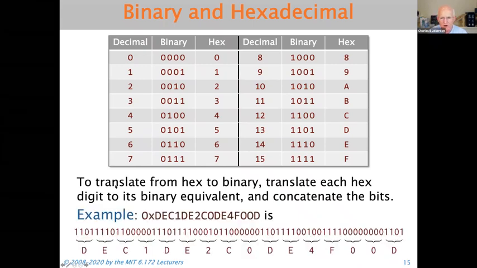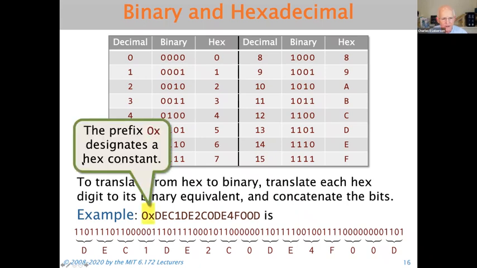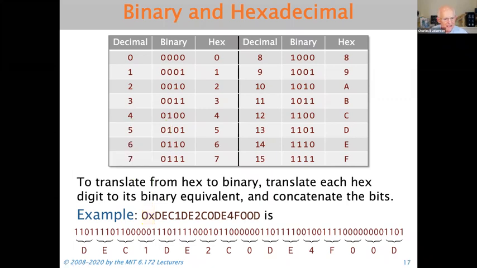So for example, suppose that you have the hex number, decide to code for food, which is what many of you will probably do after MIT. Okay, so that turns out to be using all the legal characters. Now in this constant, the prefix 0x designates a hex constant. So 0b is binary, 0x is hex.